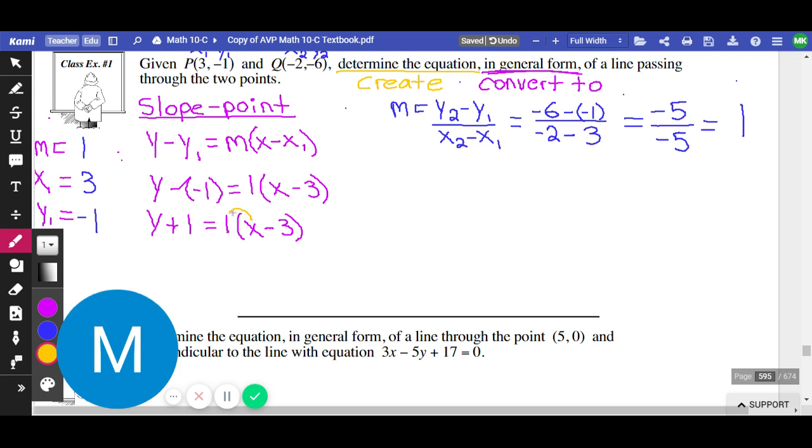The first step is to multiply the 1 in. When you multiply the 1 in, nothing changes in this case. Let's have y plus 1 equals x minus 3. After that, I need to start moving things to the other side, right? Because I want to be equal to 0 if it's general form. So I'm going to minus 1 from both sides. Minus 1. These should cross out, and I'd be left with y equals x minus 4.